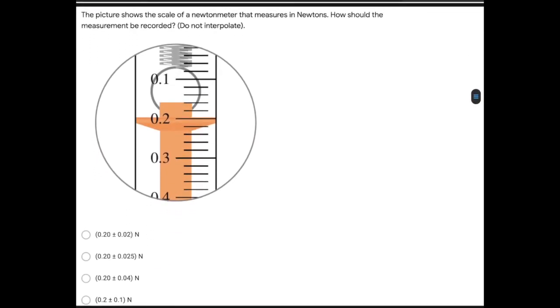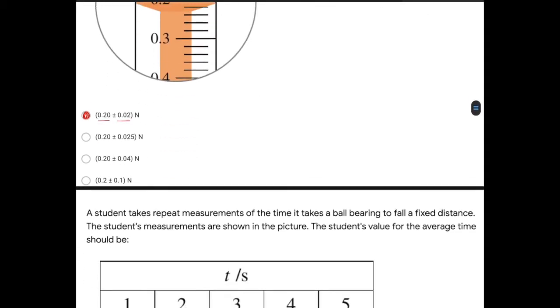Then we came to the example using the Newton meter. How should the measurement be recorded? In this case, you can see that it is measuring 0.2 newtons, and if you look at the individual divisions, each of those is worth 0.02. So in this instance the answer would be A, 0.20 plus or minus 0.02. Remember, the number of significant figures of the value and its absolute uncertainty must be consistent.